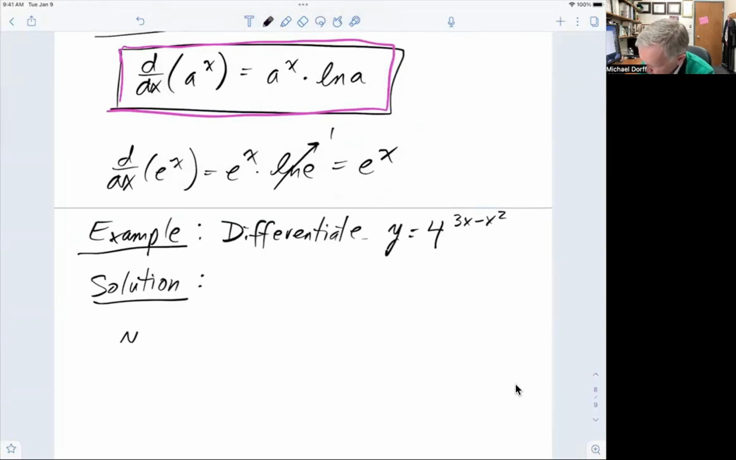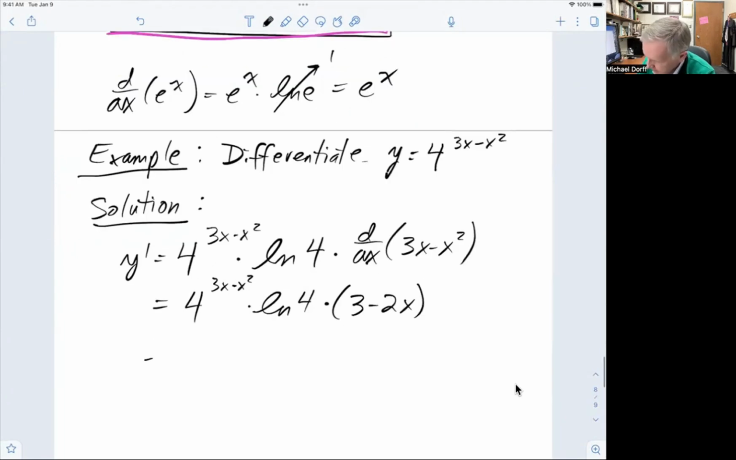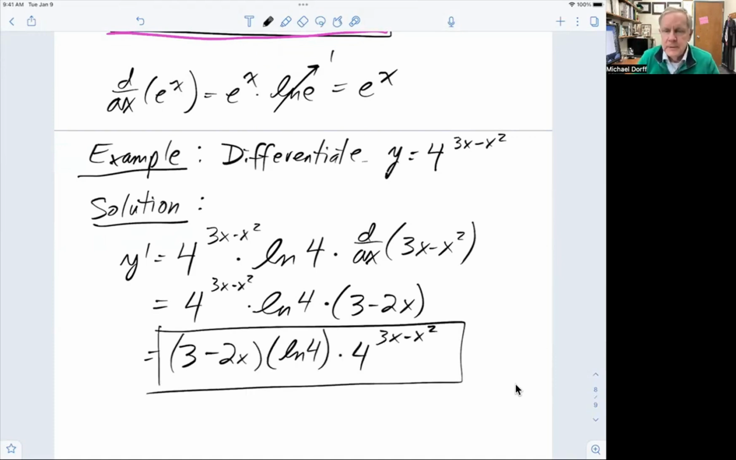So by the pink box, y prime is going to equal 4 to the 3x minus x squared. That stays the same, times the natural log of 4 times, and by the chain rule now, I have to do the derivative of that exponent. And so I get 4 to the 3x minus x squared times natural log of 4. And then the derivative of the exponent is going to be 3 minus 2x. And some people would like to write this, perhaps just switch the order of this. We could have 3 minus 2x times natural log of 4 times 4 to the 3x minus x squared. Hopefully that helps you, gives you some background on this.